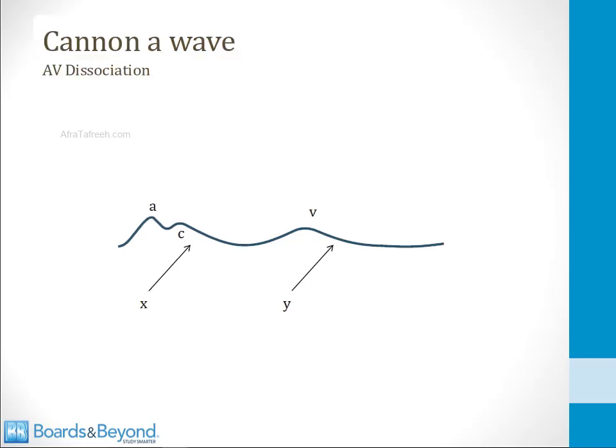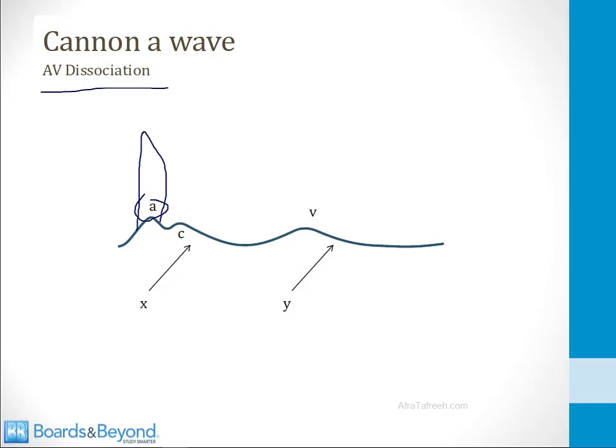A cannon A wave is a classic finding in AV dissociation. So when you have AV dissociation, for example in a patient with heart block, the atria and ventricles are contracting out of sync. Sometimes the atrium will contract to generate the A wave at a point in time when the tricuspid valve is already closed because the ventricle is contracting out of sync with the atrium. That will generate a sudden, very large A wave, but it will not occur in every single cardiac cycle.